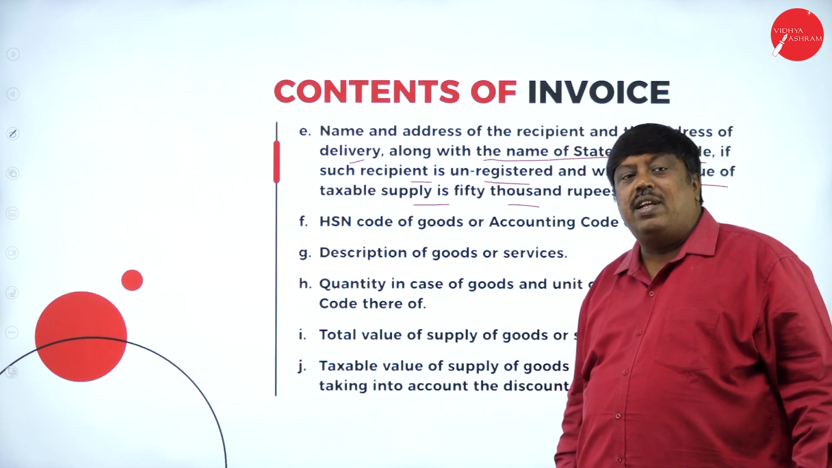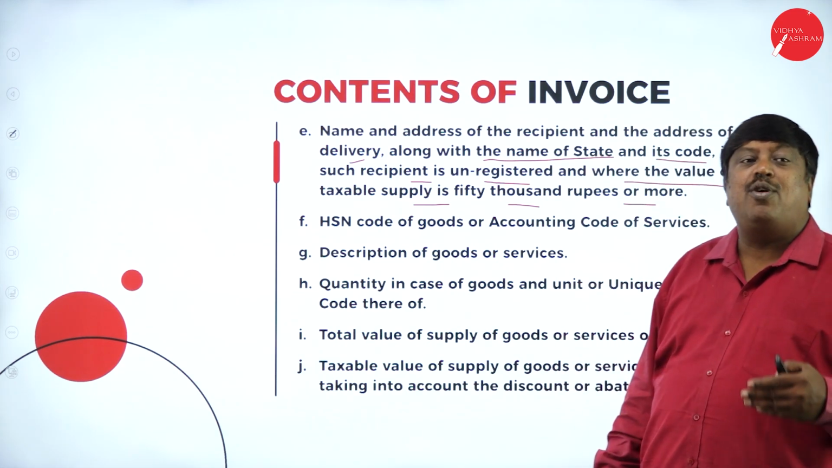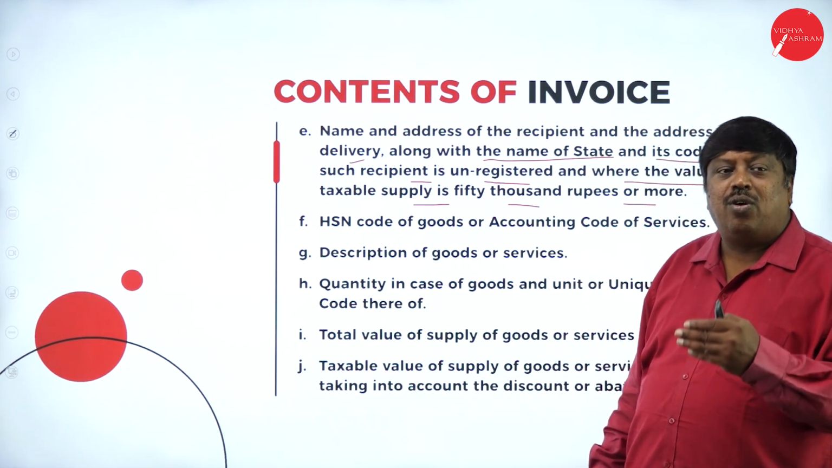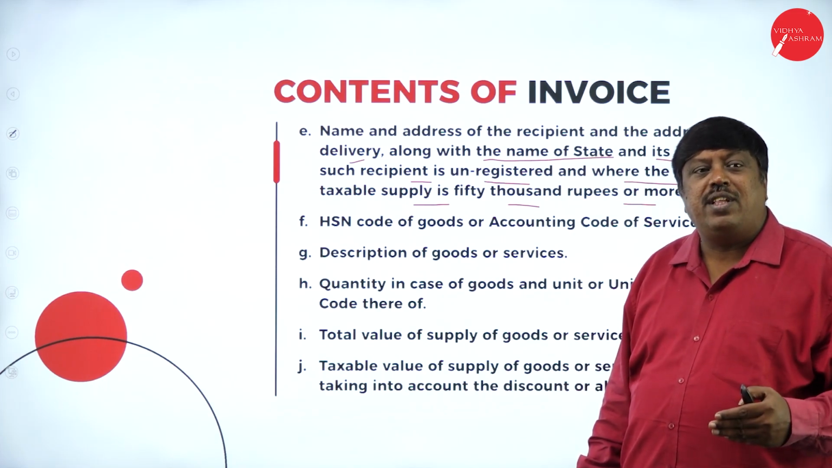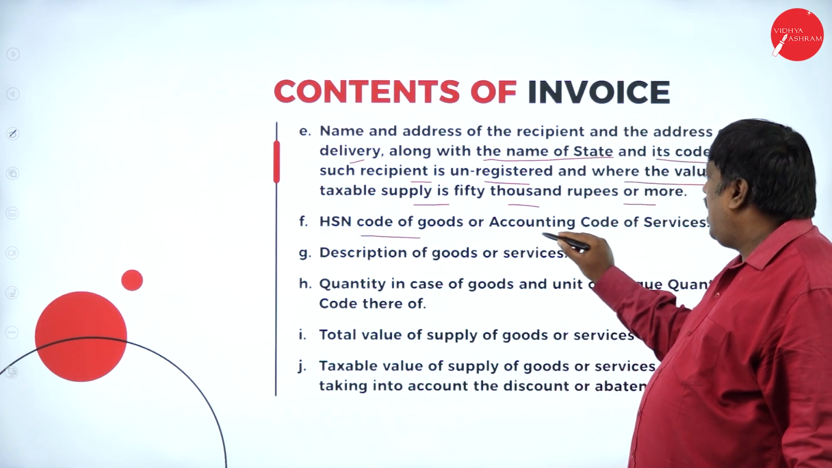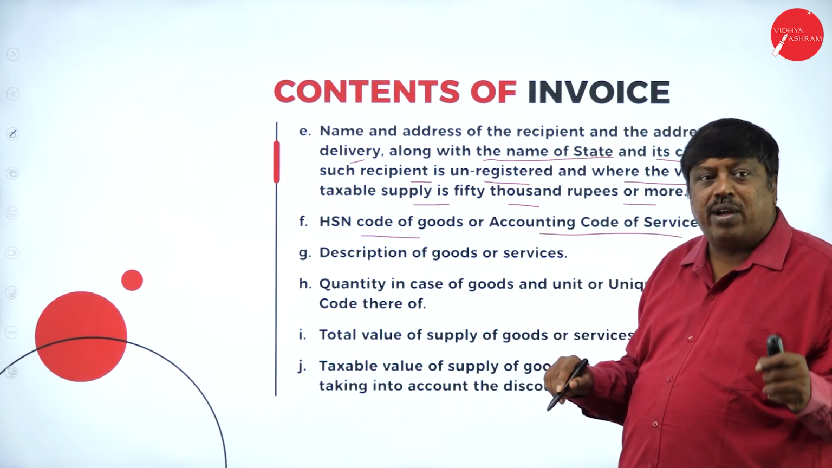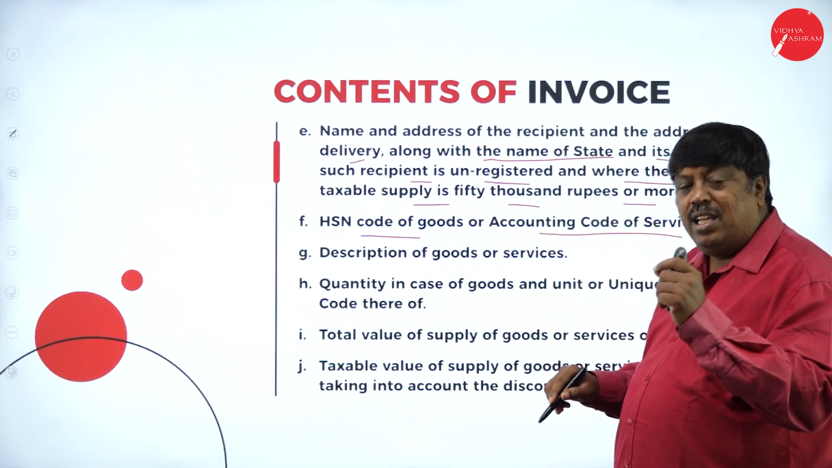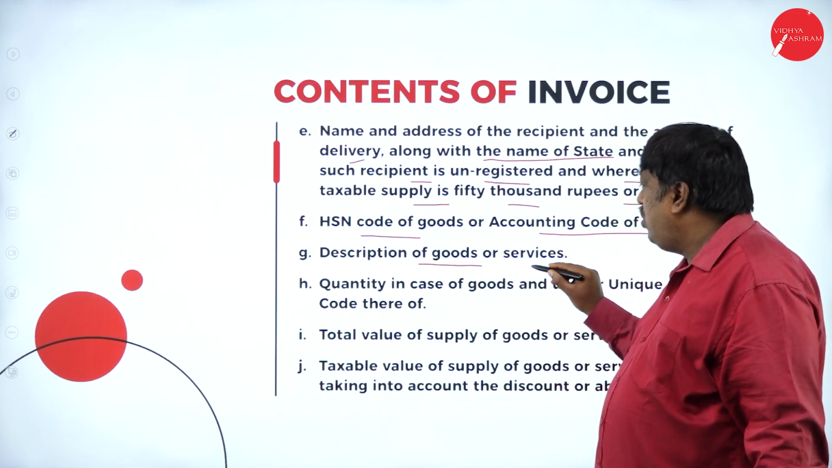They're saying that whenever the transaction value is above 50,000, we have to record all the information. Below 50,000, it is not required. The HSN code of goods or accounting code of services should be recorded, should be there in the invoice. Description of goods or service.